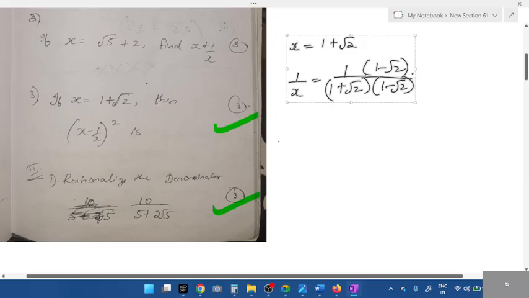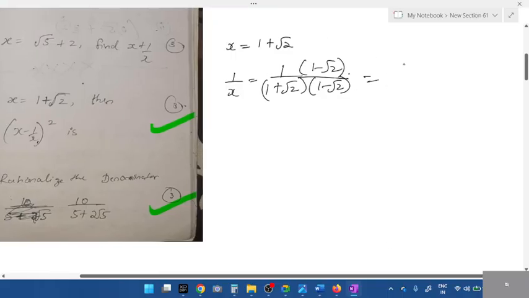And let me discuss, students. We need to find x minus 1 by x the whole square. For that we need 1 minus x first. Value of 1 minus x: 1 minus root 2 divided by, what is a square minus b square? 1 minus 2, right? So 1 minus root 2 divided by minus 1 or plus 1?